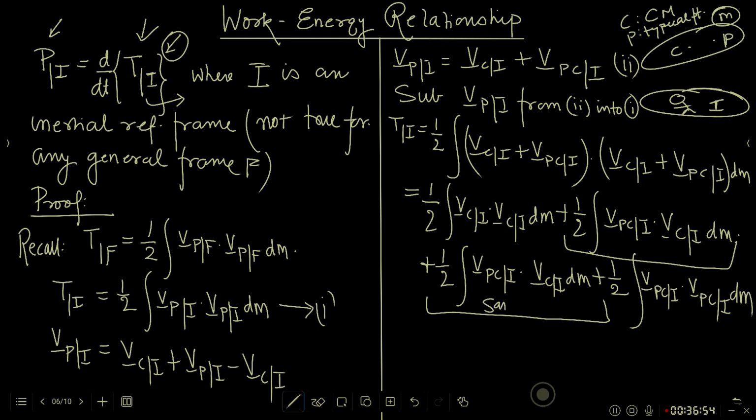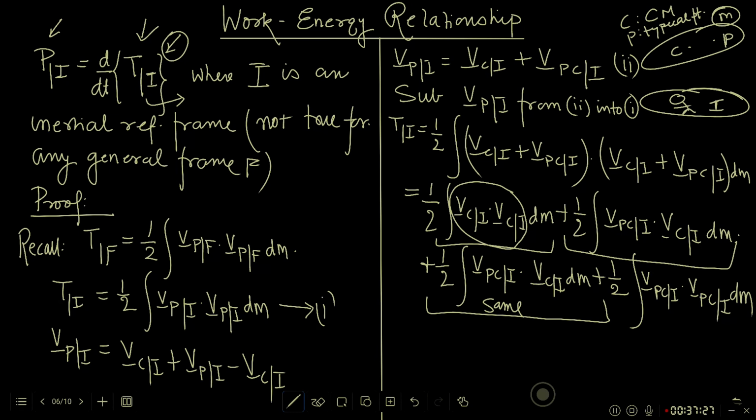On the other hand, you see this: VCI doesn't bother about the typical point P. It's really a constant for the integration process, and thus it can be pulled out. Once it is pulled out, what will be left inside the integration process will be just dm, which when integrated will give you the total mass of the RB. So the first term is going to be m by 2 VCI.